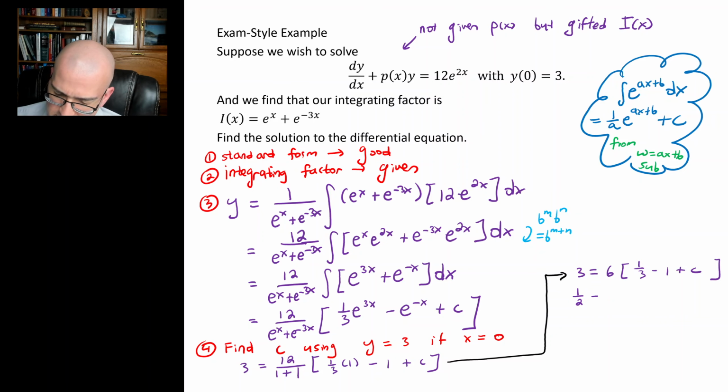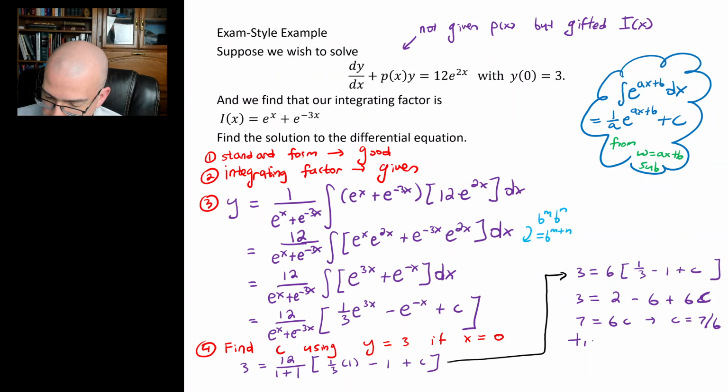Oh wait, what am I doing? Just multiply the 6 into the bracket. I'm a dum-dum. 6 times 1/3 is 2. Minus 6 plus 6c. There you go. I should have just done that. Cut down the fraction silliness whenever possible. Okay, now rearrange. So 1 plus 6 is 7, so 7 is equal to 6c. So c is equal to 7 over 6.